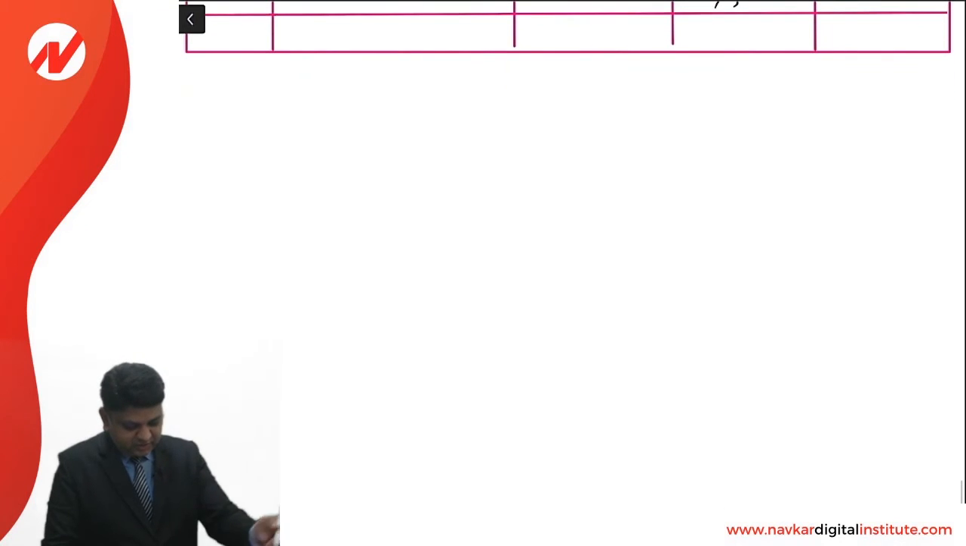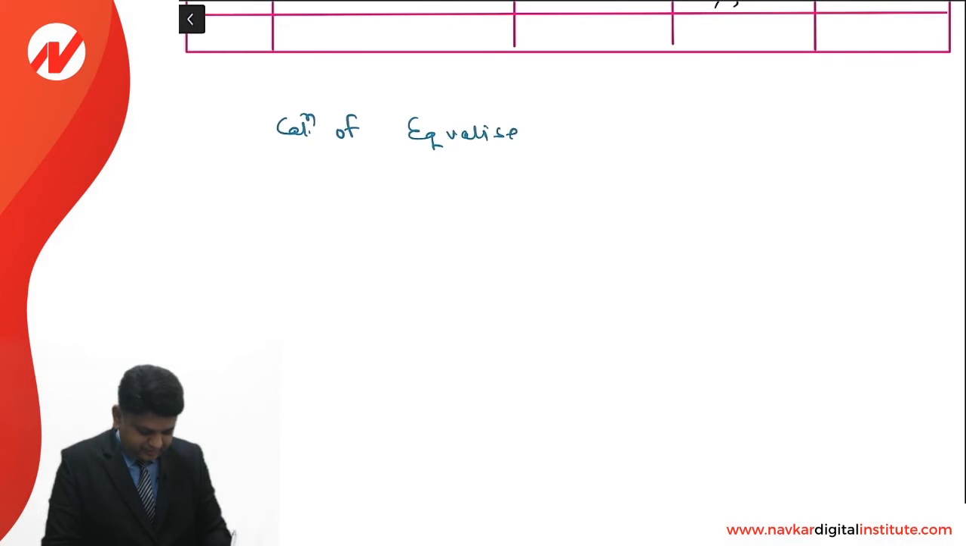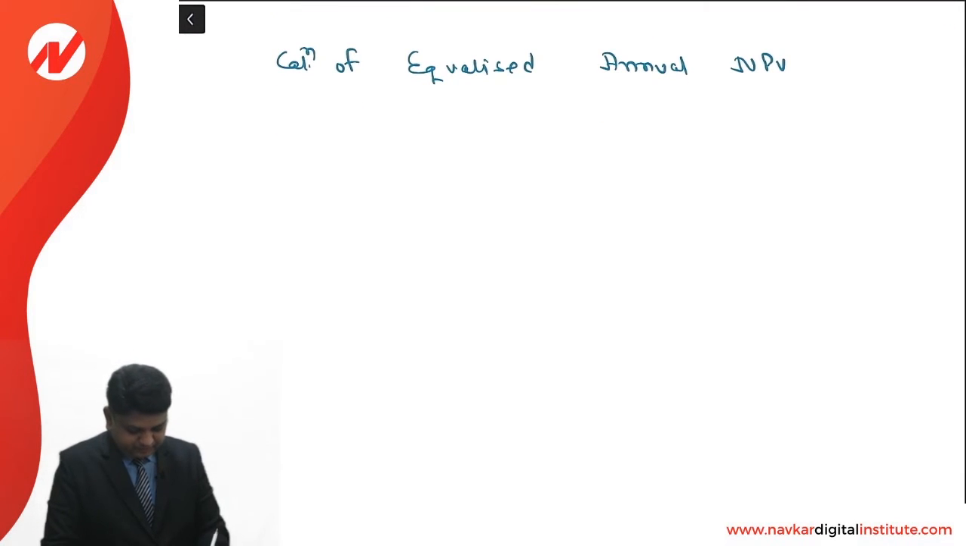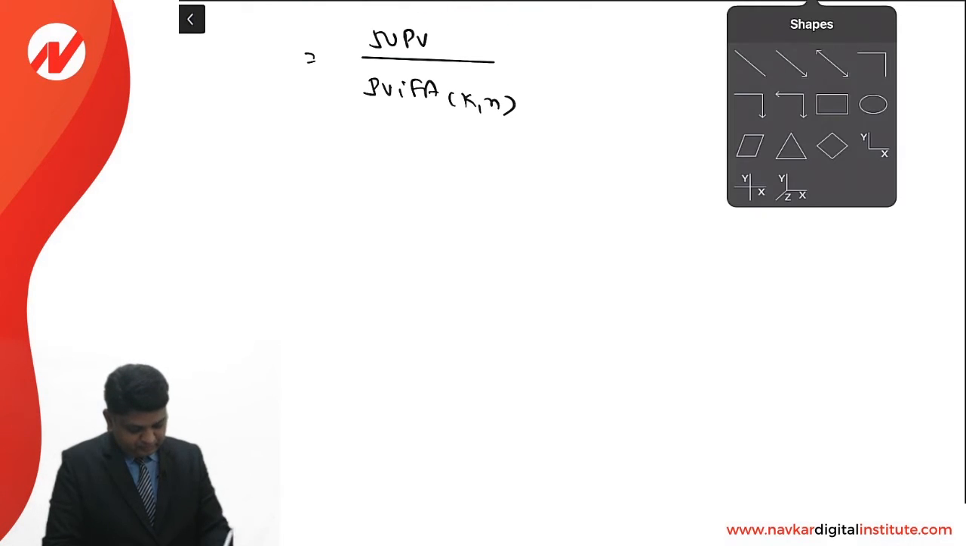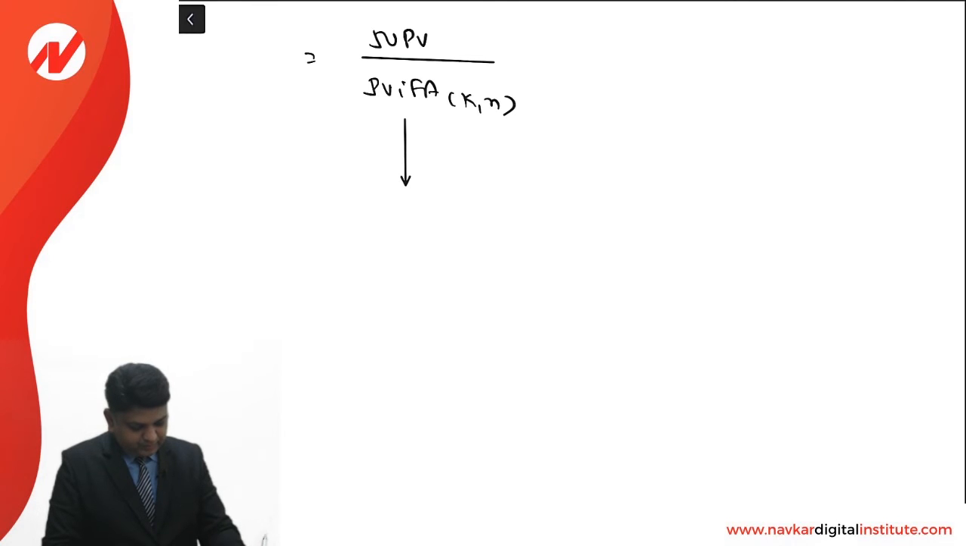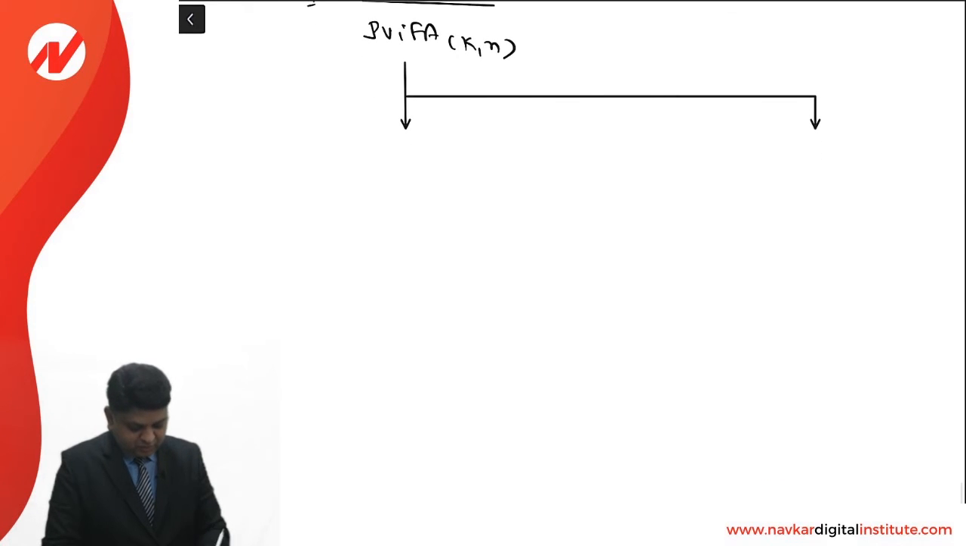So next is calculation of equalized annual NPV. It will be calculated like this: net present value divided by PVIFA at K cost of capital for n number of years. It is required to be computed for both the machineries, machinery 1 and machinery 2.